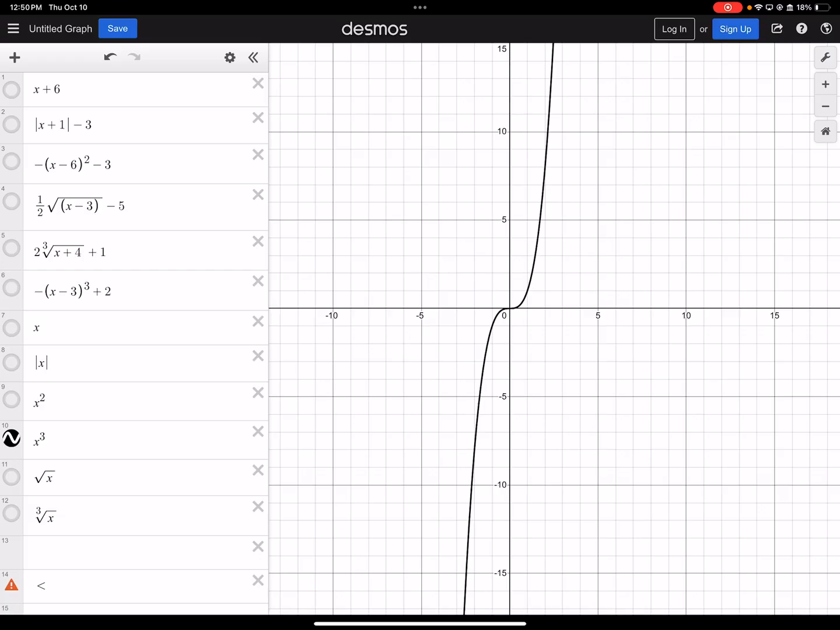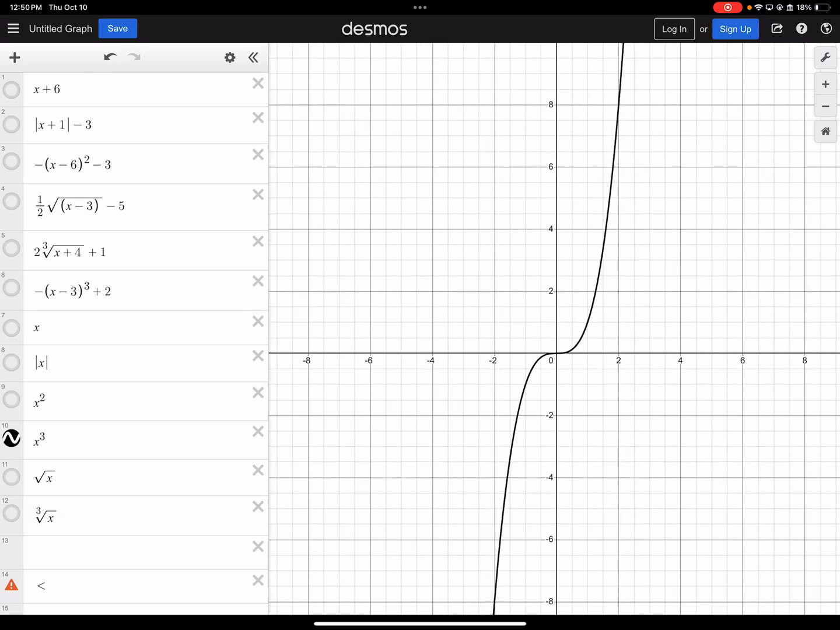Cubic. Here's the graph of the cubic. It comes up, has the origin at 0, 0 again, and then goes up kind of exponentially. So that's what a cubic is going to look like. Again, that's f of x equals x cubed.